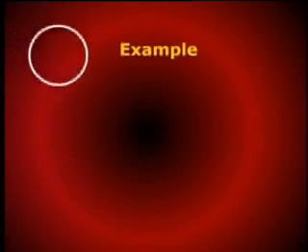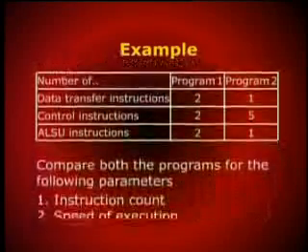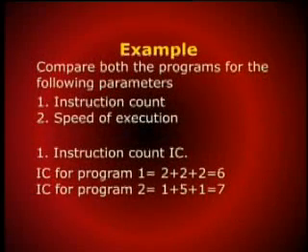Let us look at an example. In this table, two programs are given. Program 1 has a total instruction count of 6, whereas the second program has an instruction count of 7. However, this is one parameter. Instruction count is not the only parameter which would determine the total execution time. Let us see the individual instructions. They will need different numbers of clocks to execute.